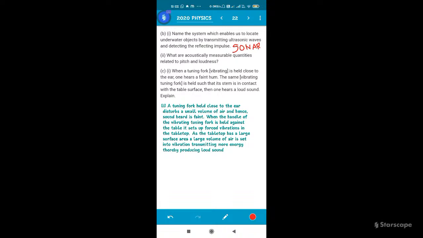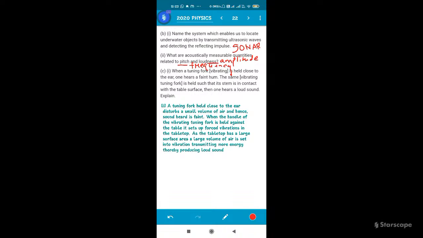For pitch, the measurable quantity is frequency. There is a table given in your book. And for loudness, the measurable quantity is amplitude. So frequency affects pitch and amplitude affects loudness. Amplitude and frequency can be measured, isn't it? For me, if the amplitude is 20 meter, for the other person also it will be 20 meter only. But loudness may vary from person to person. Okay, so this is the answer.